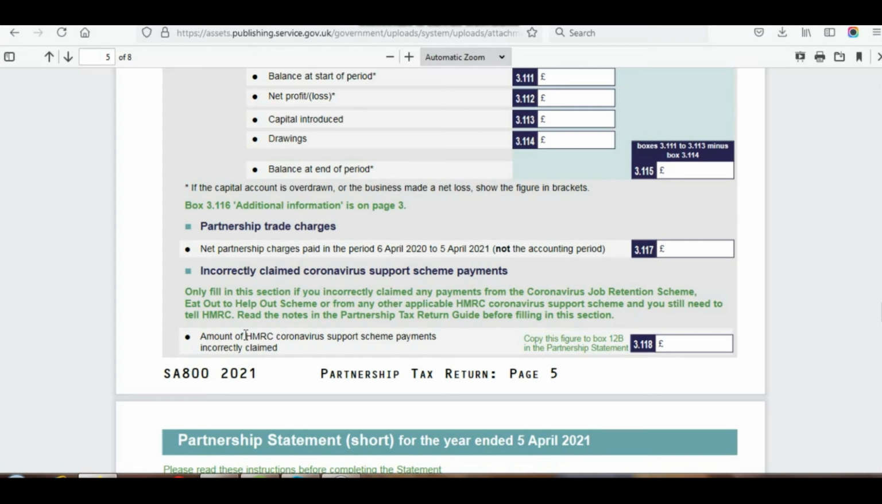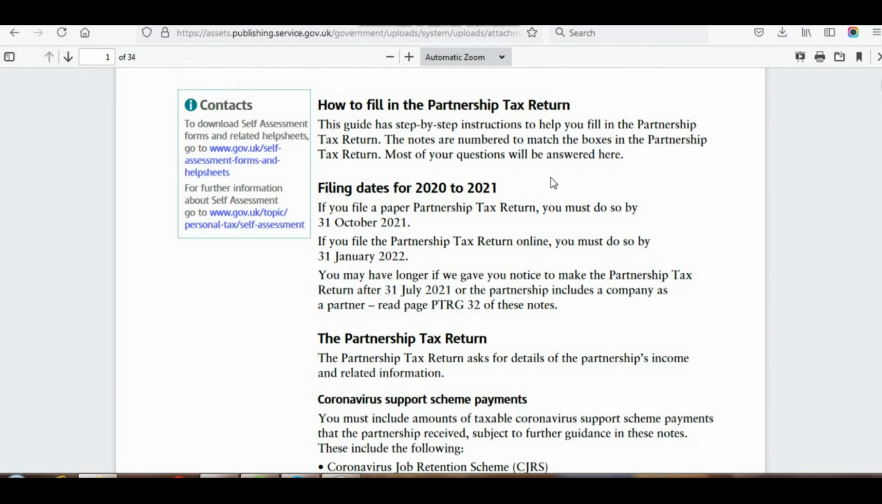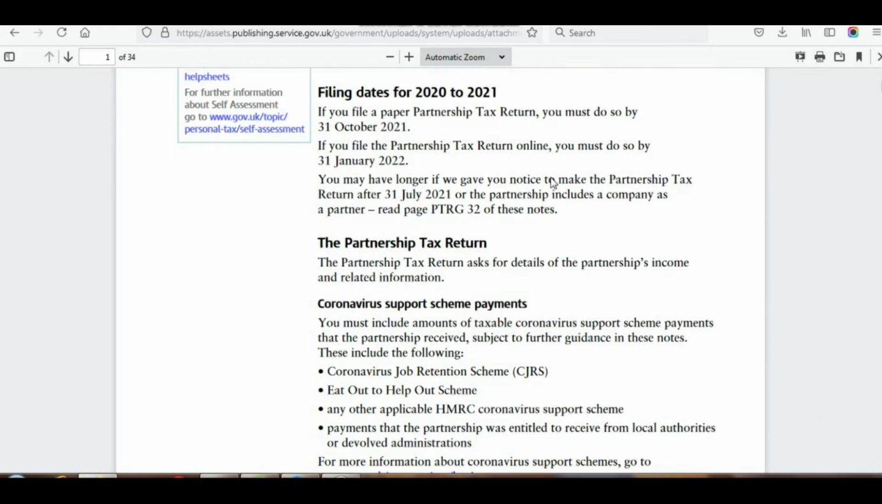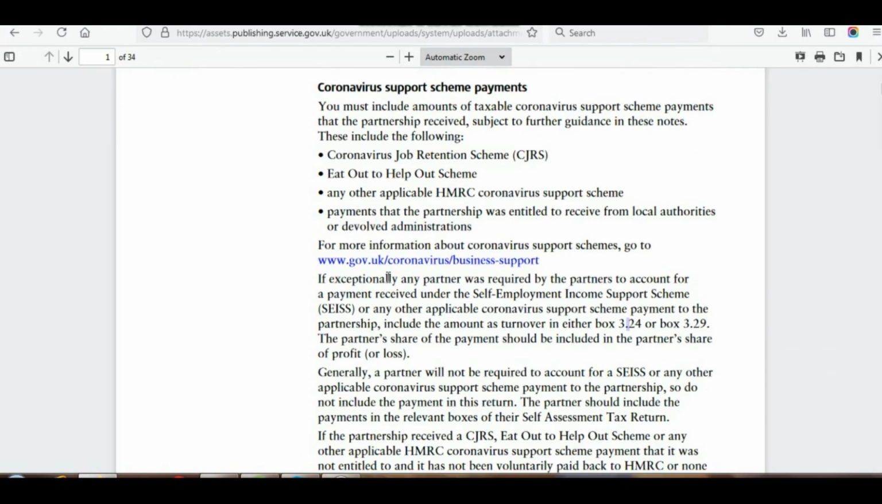There is another important issue I want to highlight here. If you are going to submit SA800, what HMRC says in the guideline, if exceptionally any partner was required by the partners to account for a payment received under Self-Employment Income Support Scheme, SEISS, or any other applicable coronavirus support scheme payment to the partnership, then include the amount as turnover in either box 3.24 or box 3.29. The partner shares of the payment should be included in the partner's share of profit or loss.